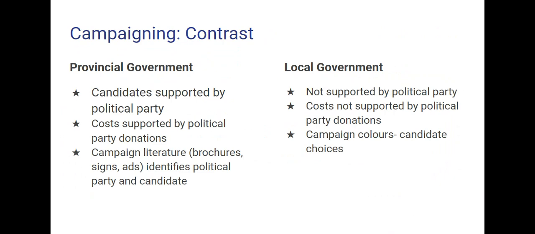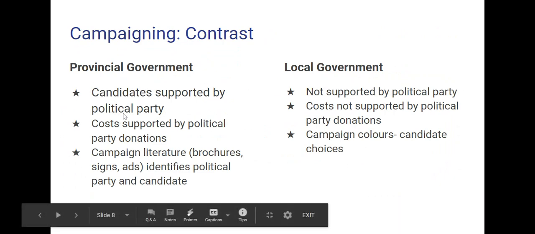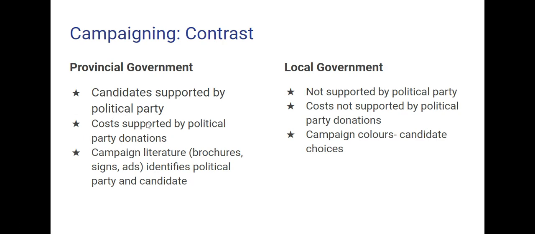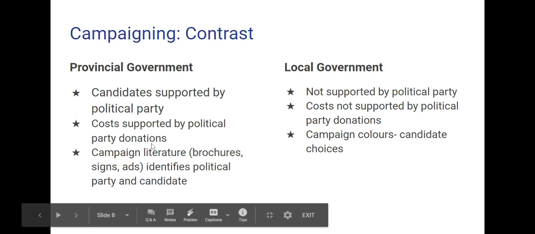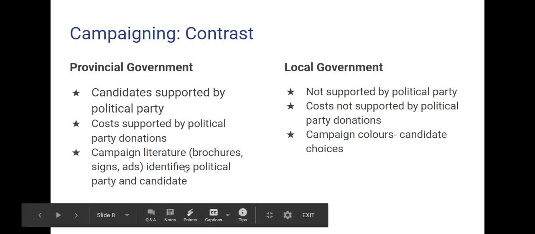So how are they different? Well, in provincial government, candidates are supported by a political party. Any costs, so making those signs, pamphlets, having people go and call citizens in their constituency, it's all supported by political party donations. And then we obviously see certain literature like brochures, signs, and ads that identify the political party and also have the face of the candidate on them.